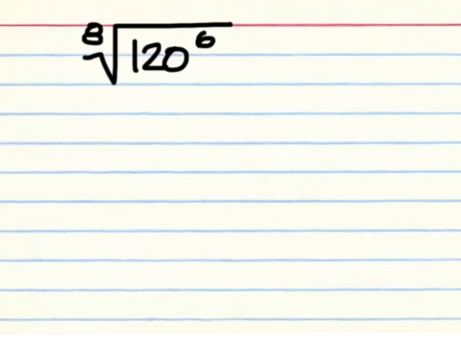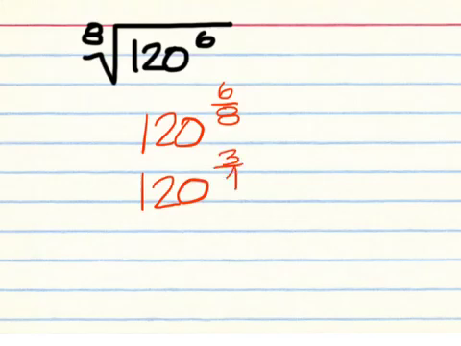Another example, same deal with this one. You could write it as 120 to the 6 over 8 power, which is the same thing as 120 to the 3/4 power. And whatever you have to do to get down to the final answer, you should end up with 36.26. 36.26 if you round to the hundredths place. And we'll choose the hundredths place for anything that we have to round on these problems.